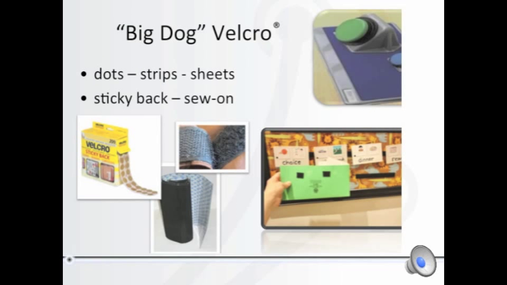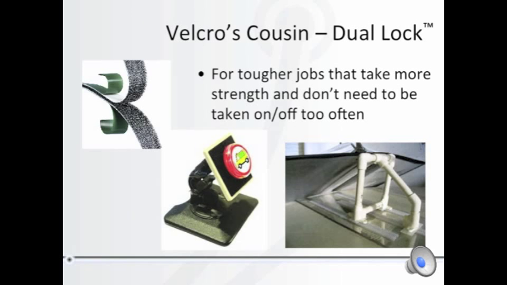To hold stuff in place, my first essential is Velcro. All kinds of Velcro, dots, strips, sheets, sticky back, and so on. You can never have too much Velcro. Then there's Velcro's cousin, Dual Lock, which is essential for tougher jobs that take more strength and for things that don't need to be taken on or off too often.